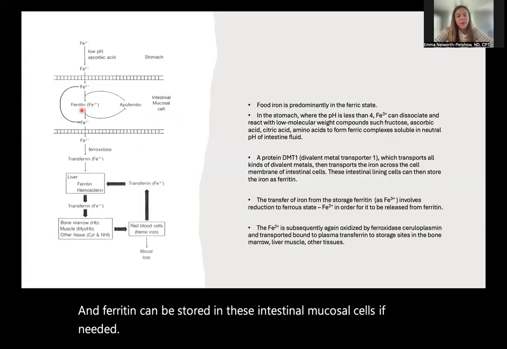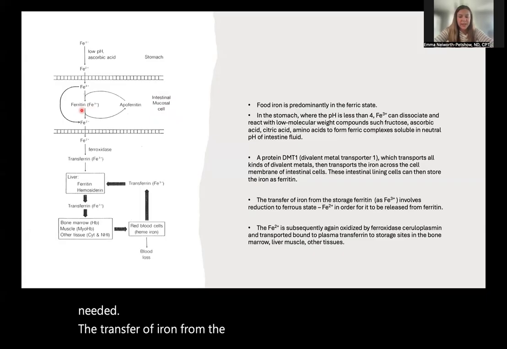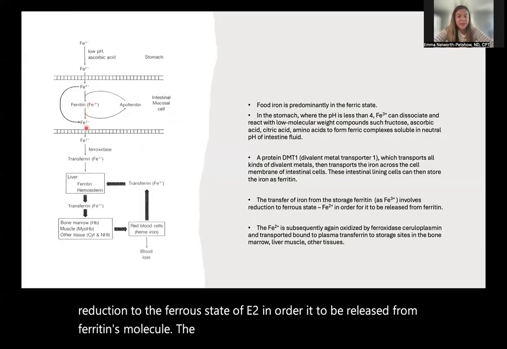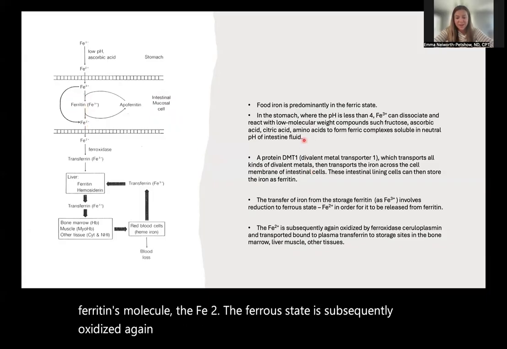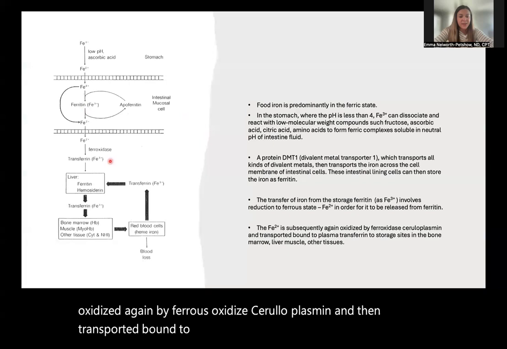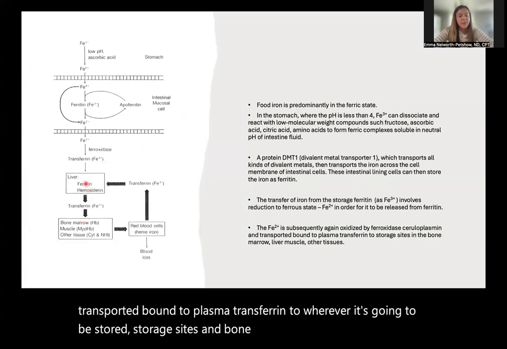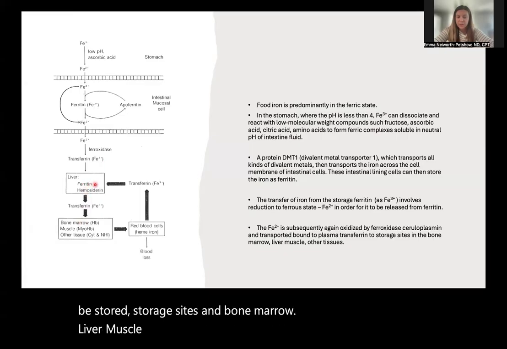The transfer of iron from the storage ferritin as Fe3 involves reduction to the ferrous state, Fe2, in order to be released from ferritin, this molecule. The Fe2, the ferrous state, is subsequently oxidized again by ferrous oxidase ceruloplasmin and then transported bound to plasma transferrin to wherever it's going to be stored. Storage sites in bone marrow, liver, muscle, other tissues.